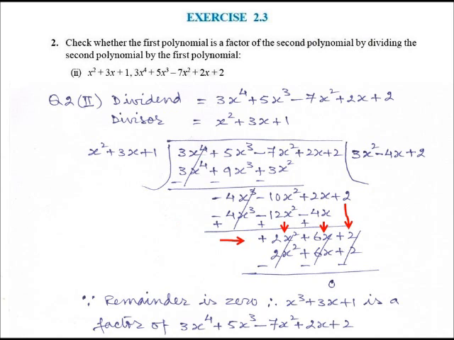Now minus 4x cube will be cancelled by plus 4x cube, and the difference of plus 12x square minus 10x square, that is 2x square, will be brought down. And the sum of 2x and 4x will be brought down in the next line, and we'll bring down 2 in the next line.